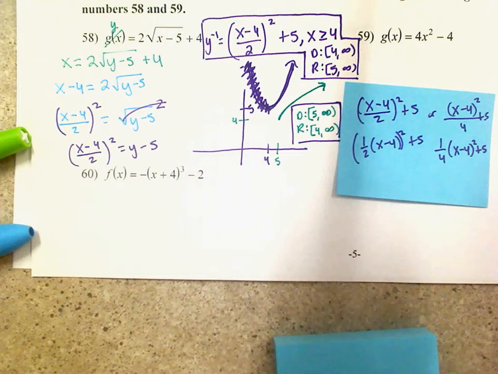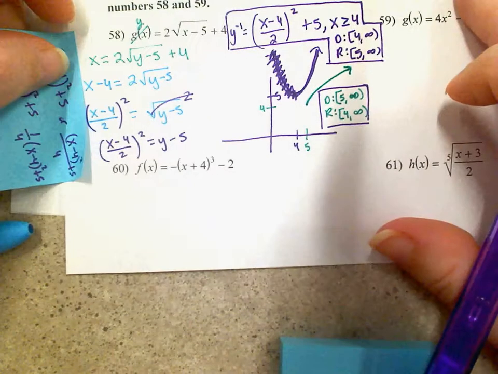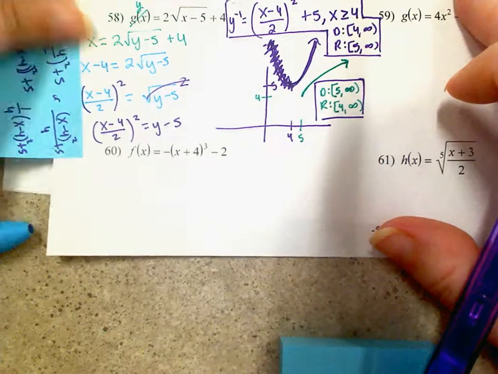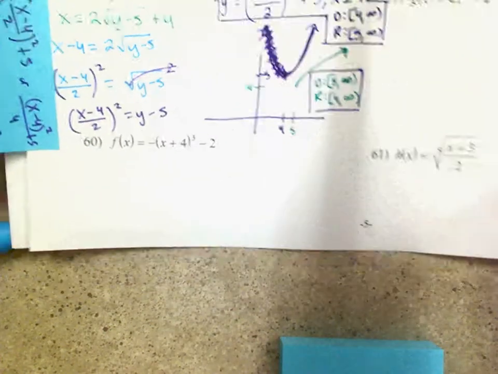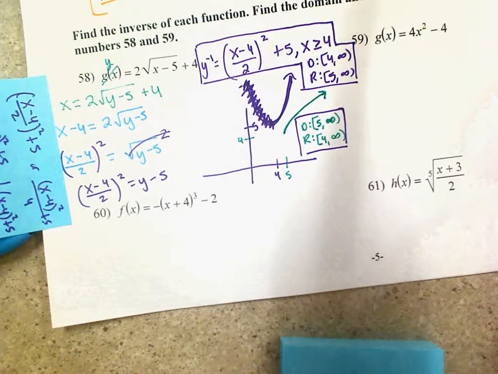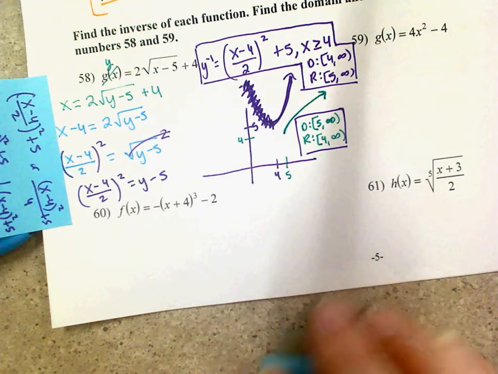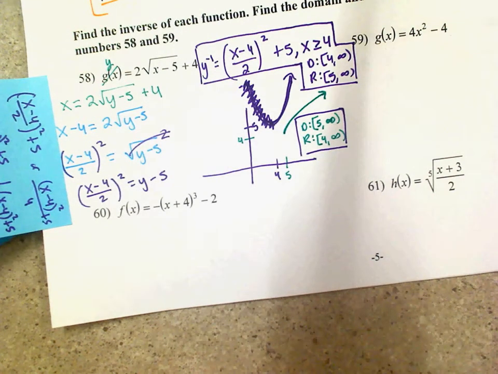I'm just going to attach that. Alright, number 59. So number 59 is a quadratic, so it's the exact opposite situation as number 58. We are starting with the quadratic and we need to end with the radical.